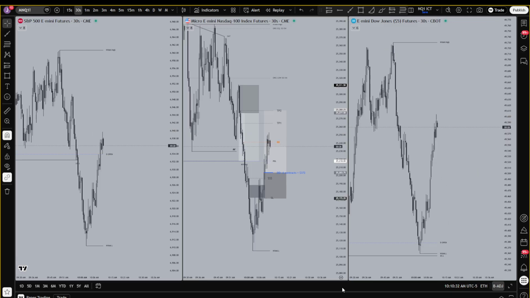Yes, it is sitting inside of this hourly gap right now. Bullish hourly. After that, S&T.